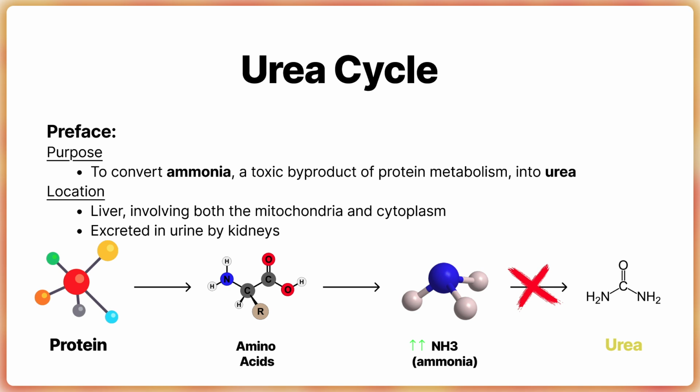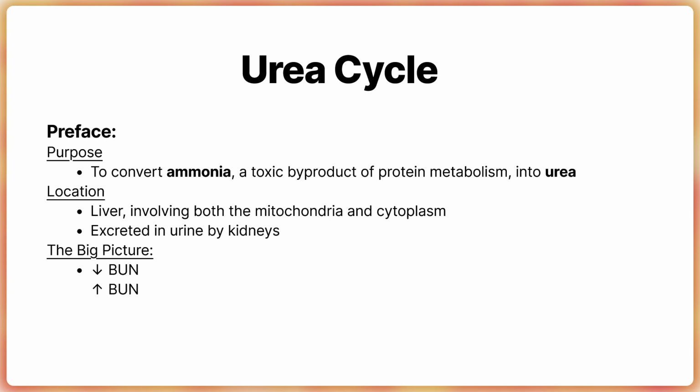To pinpoint where the issue is in the body, we can use something called the BUN, or blood urea nitrogen, which measures the urea levels in the blood. A low BUN means that urea production is reduced. This suggests liver failure, because as we've already stated, the liver is the organ that is responsible for converting ammonia into urea. And if we can't do that, then we'll have a buildup of ammonia.